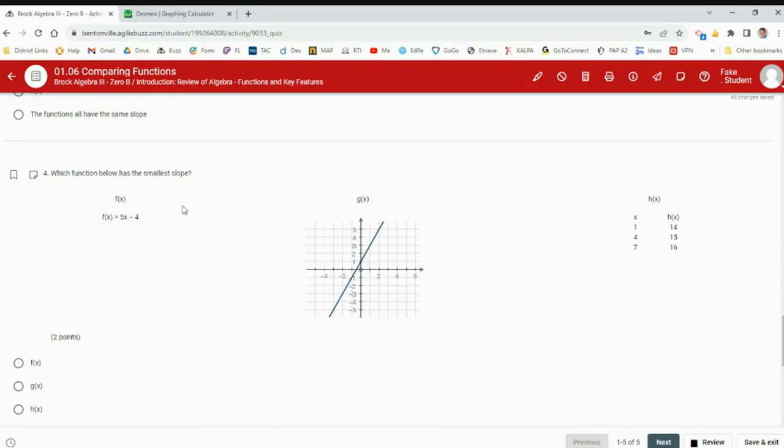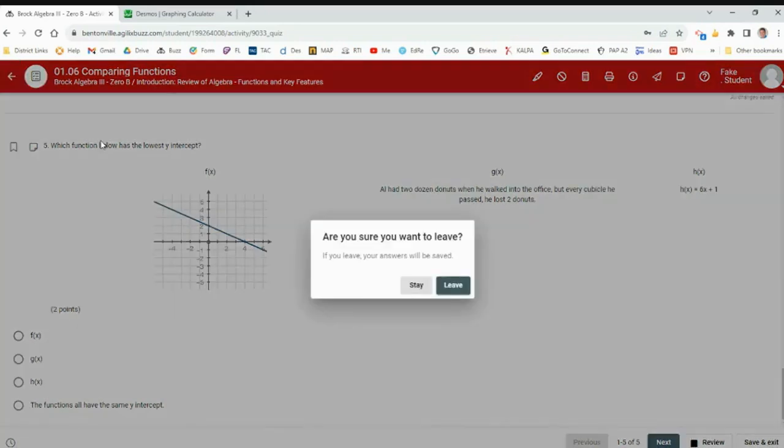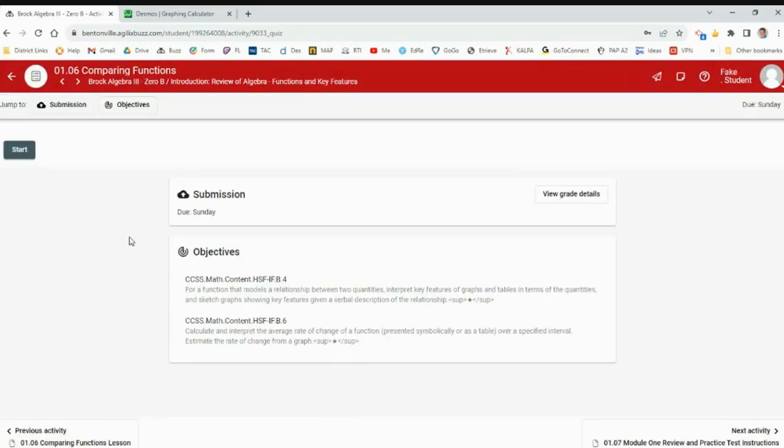Which of these has the smallest slope? This is a function, a graph, and a table. Which has the lowest y-intercept? That'd be the smallest one between these. So that's it. 5 problems for you right there.